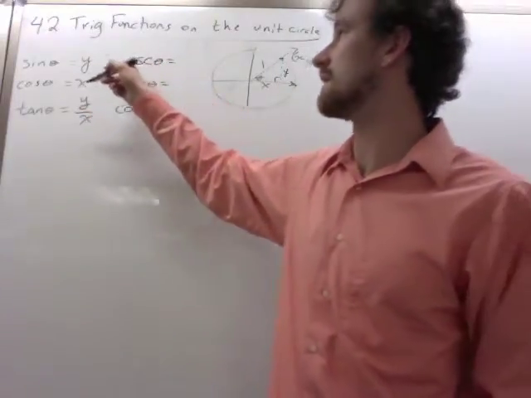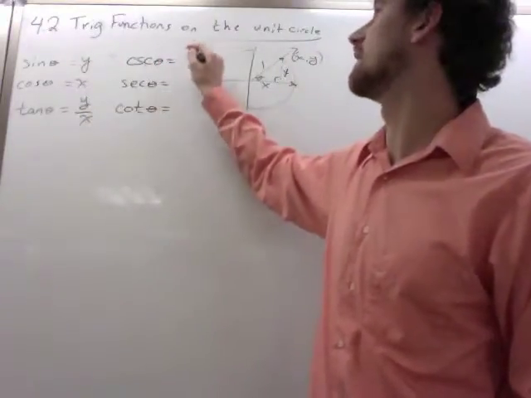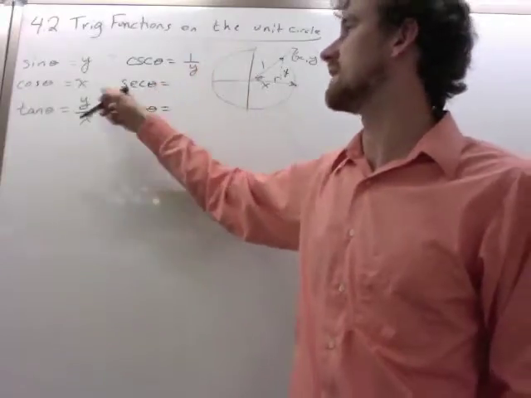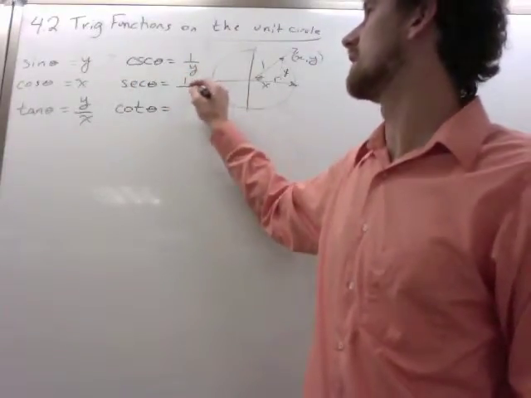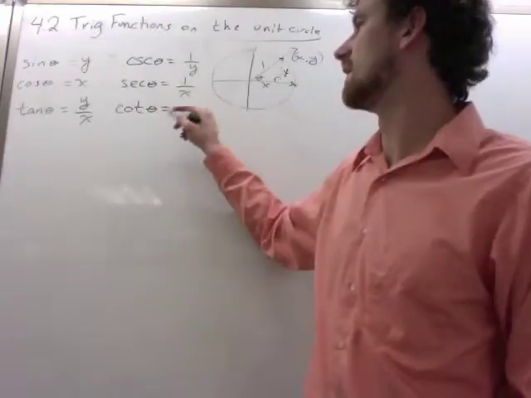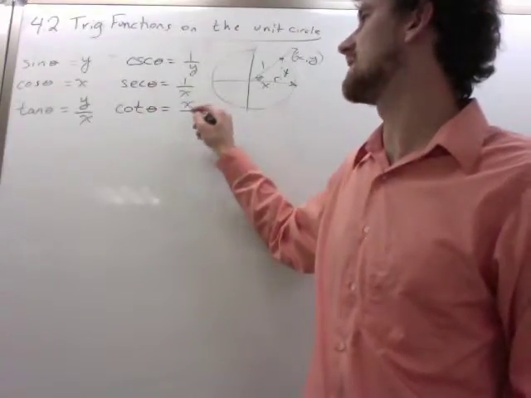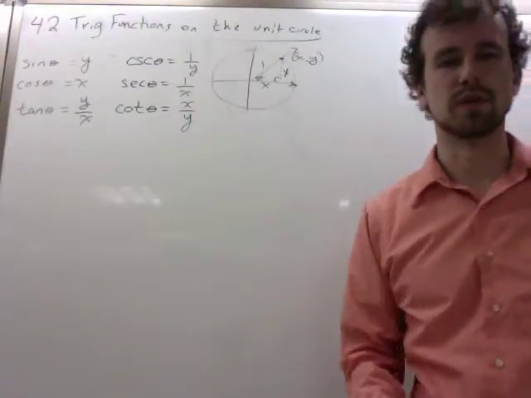And then cosecant is the reciprocal of sine. That's 1 over y. Secant is the reciprocal of cosine. It's 1 over x. And cotangent is the reciprocal of tangent, which is x over y.